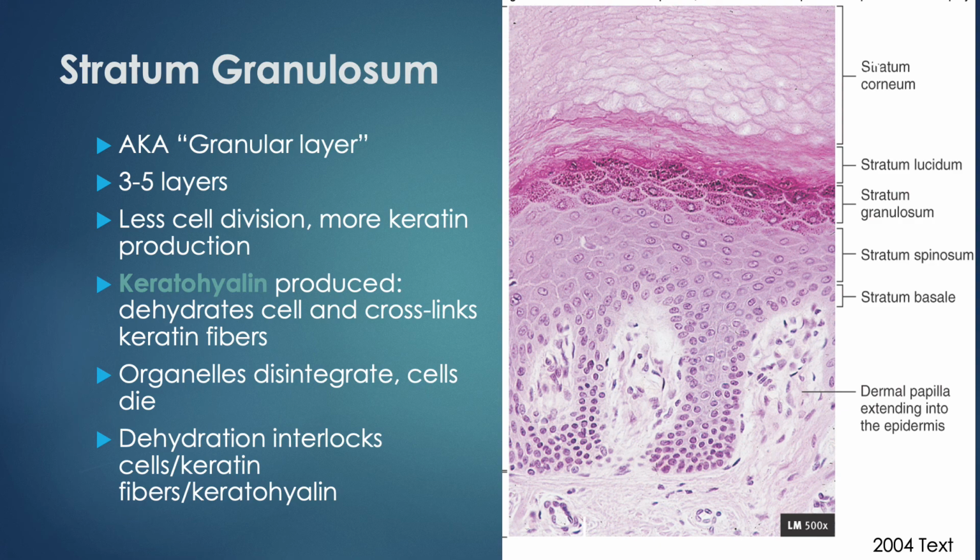Keratohyalin is produced here though, and this is very important because keratohyalin is going to dehydrate cells, and as they dehydrate, they're going to start to die. The organelles inside are going to disintegrate, but there's going to be keratin fibers that cross-link all of these dead cells together to create a firm barrier. And if you're wondering, how thick is this, and how strong is it? Well, keep in mind, it doesn't come off. It's attached very firmly. So keratohyalin is what is holding our skin down.